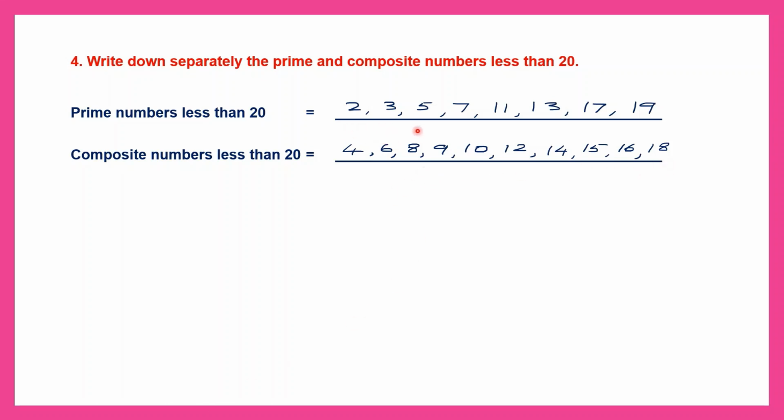So we've written the prime numbers less than 20, composite numbers less than 20. What about the number 1 that's missing? Remember, 1 is a unique number. It's neither prime nor composite.